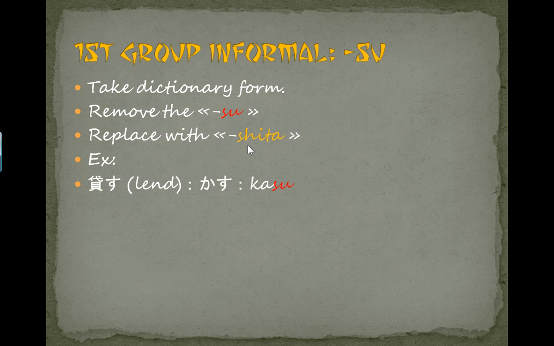For example, take the verb kasu. This verb is part of the first group. It ends and the last syllable is su. So you remove the su and you replace it with shita. So you get kashita, which means to lend in the past, and kasu is lend in the present.